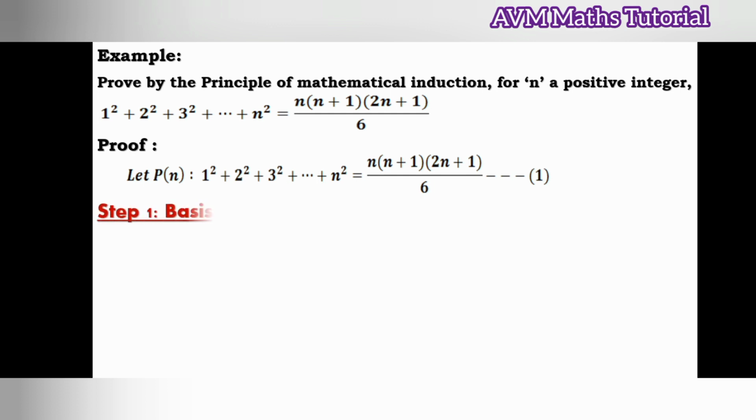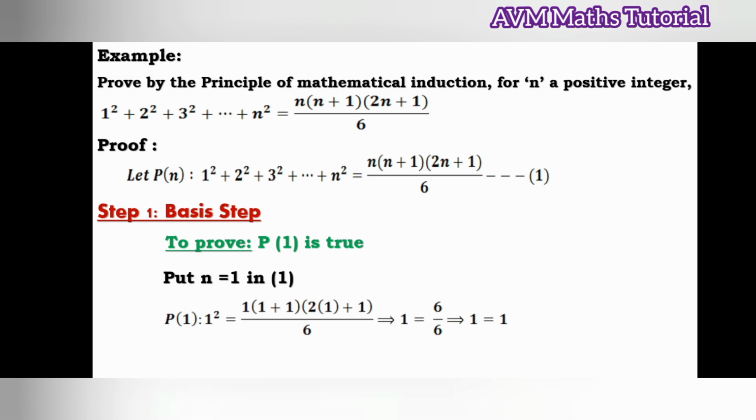Now we use the principle of mathematical induction. Step 1, basis step: prove P(1) is true. That is, put n equal to 1 in equation number 1. Then for P(1), the LHS is 1 squared, which equals 1, and the RHS is 1 times (1 plus 1) times (2 times 1 plus 1) divided by 6, which is 6 divided by 6, and the answer is 1. Here LHS equals RHS, that is 1 equals 1. Therefore P(1) is true.